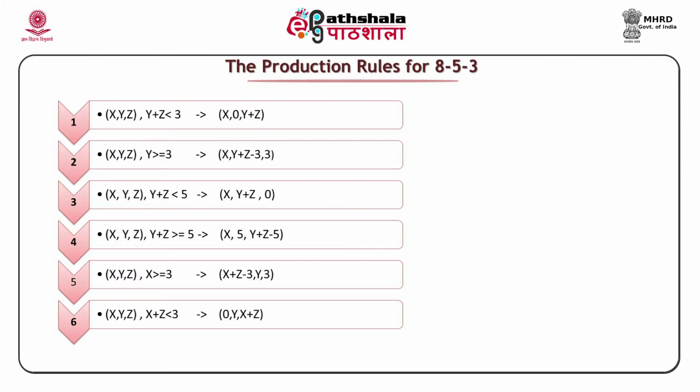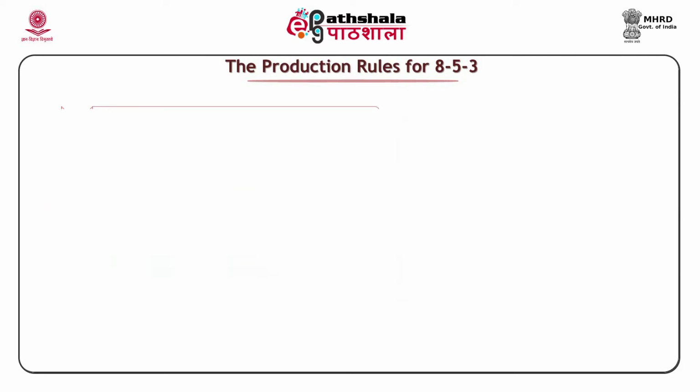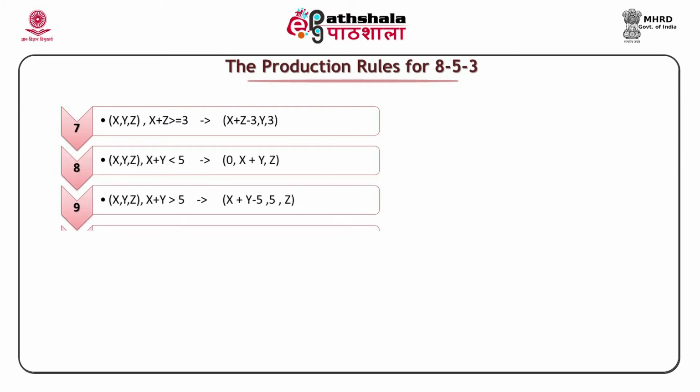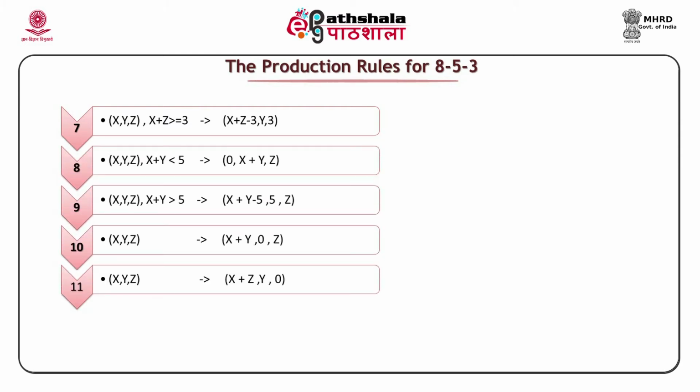But if the total is less than 3, you can pour everything here and this becomes completely empty. So that is the next rule. Okay. X, Y, Z. Now x plus z is greater than 3, x plus z minus 3. What is that? If I completely fill this and the rest skip here, and the 8, 9 and so on. You can read these remaining rules yourself, and you can see that they are completely self-explanatory. Okay. So we are not discussing the rest of them.